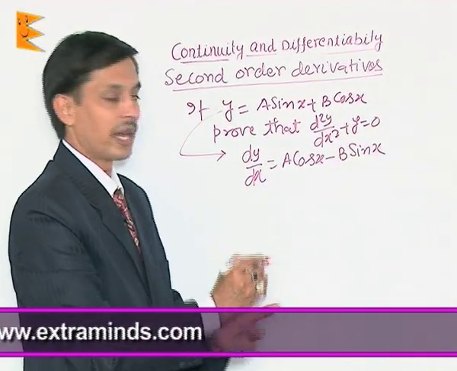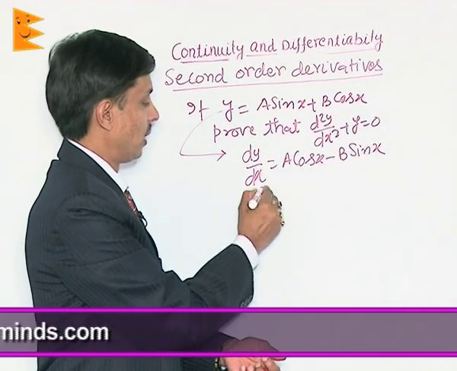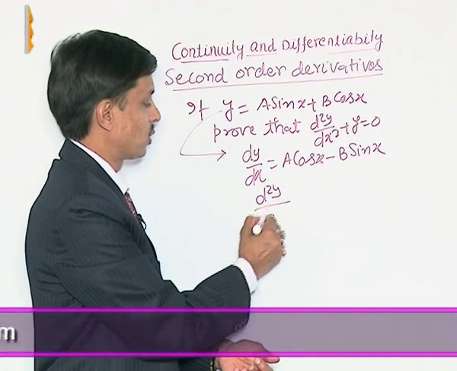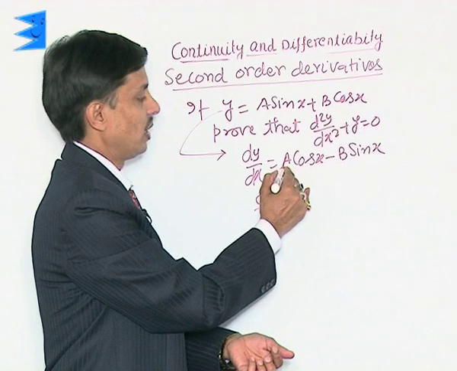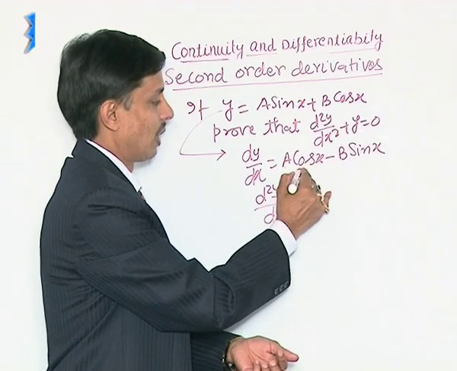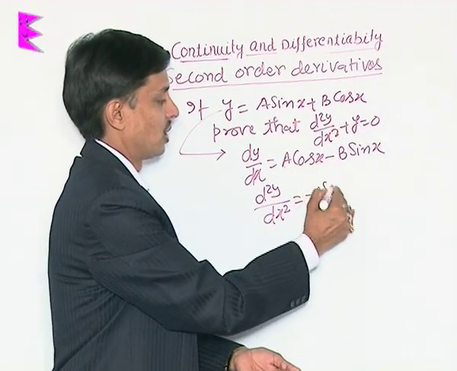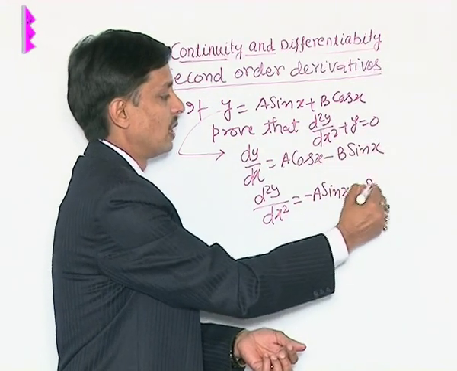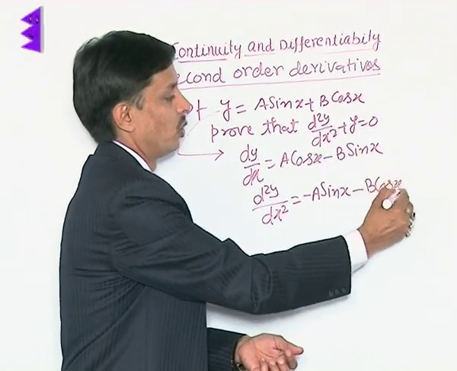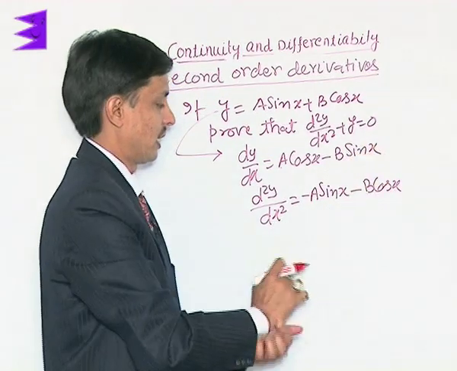To obtain the second order derivative, again differentiating both sides with respect to x, this becomes d2y upon dx square is equal to what? A as it is, derivative of cos x is minus sin x, that is minus a sin x, minus b sin x means b cos x. Doing the differentiation of sin x is cos x.